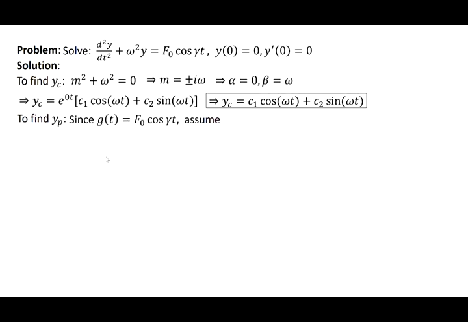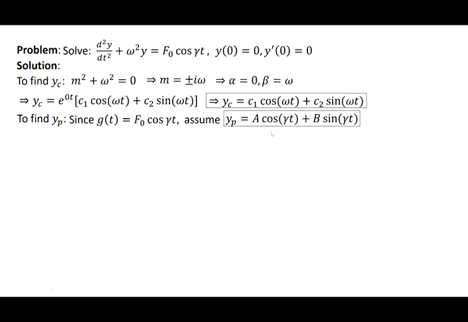To find y sub p, since g of t is f sub 0 cosine gamma t, that means some constant times cosine of gamma t. You remember, 0 degree polynomial times cosine. So 0 degree polynomial cosine gamma t plus 0 degree polynomial sine gamma t. A cosine gamma t plus b sine gamma t. That's what we'll assume.